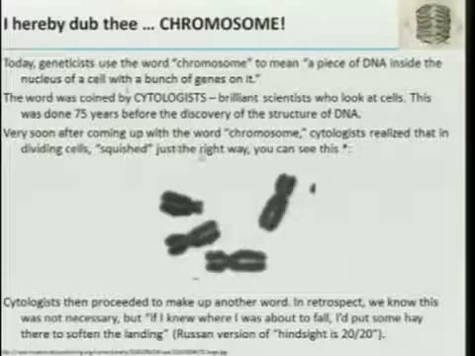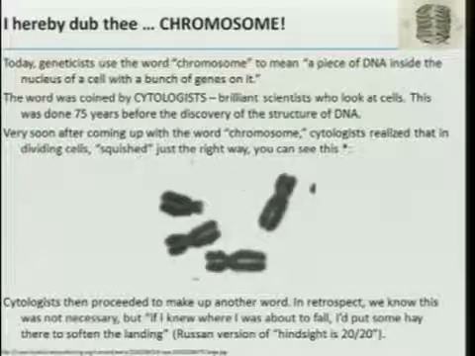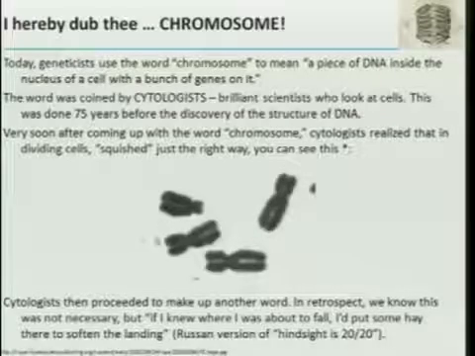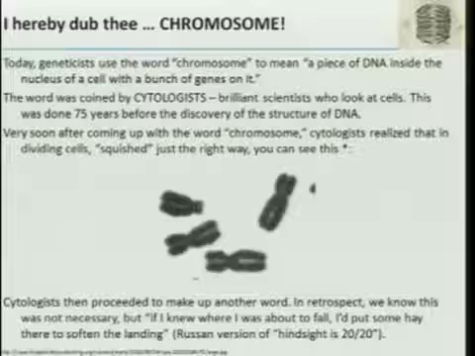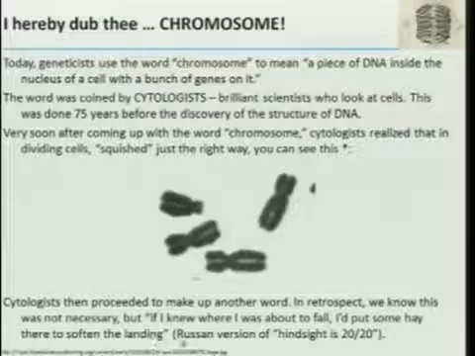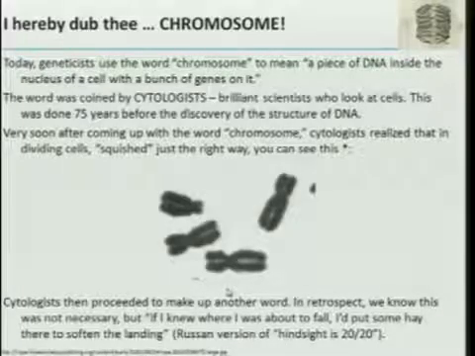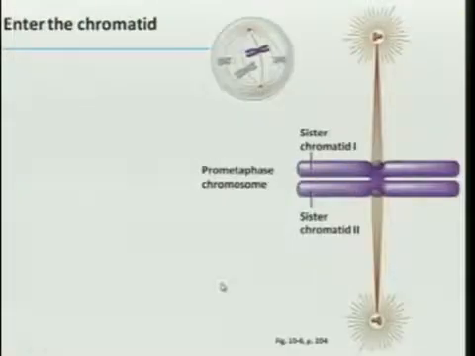So very soon after coming up with the word chromosome, cytologists realized that in dividing cells, if you squish them just the right way, you can see this or that. Cytologists then proceeded to make up another word. In retrospect, we know this wasn't necessary, but there's a Russian proverb that translated goes, if I knew where I was about to fall, I would put some hay there to soften the landing. Which is the Russian version of hindsight is 20/20. If I could jump into a time machine and go back and say, don't invent the word chromatid, but it's too late. Enter the chromatid.